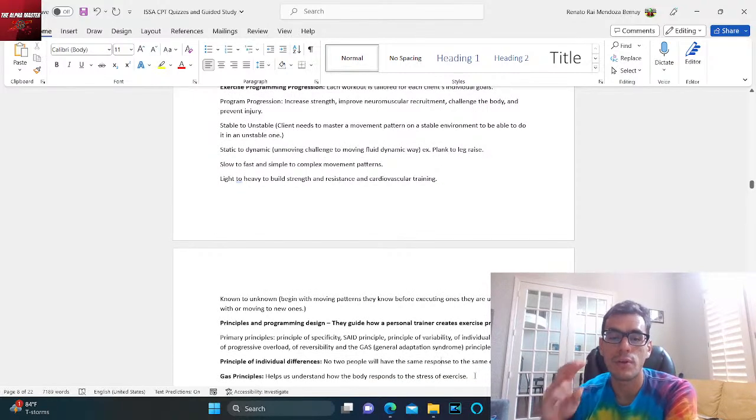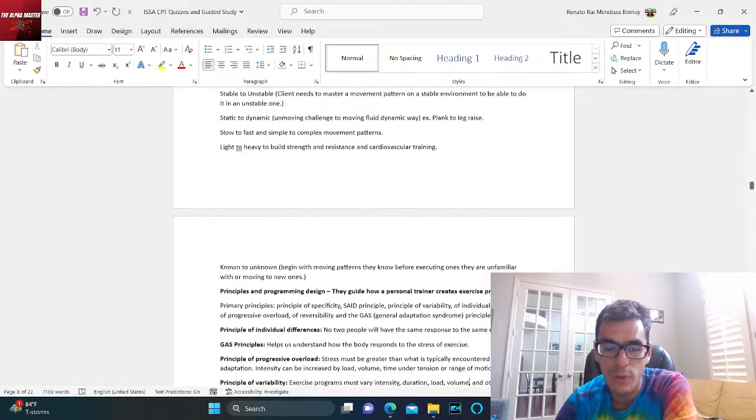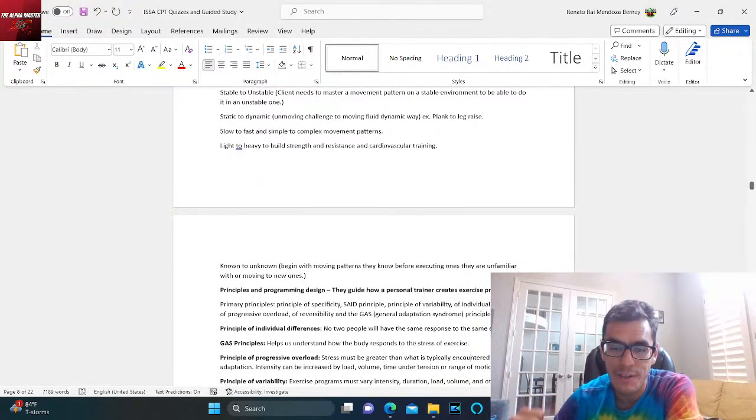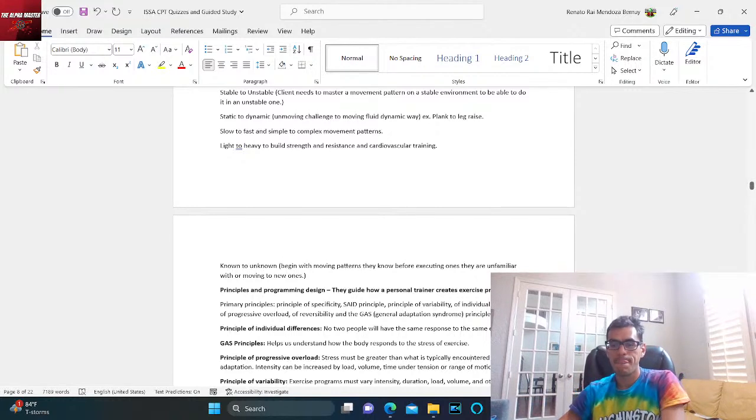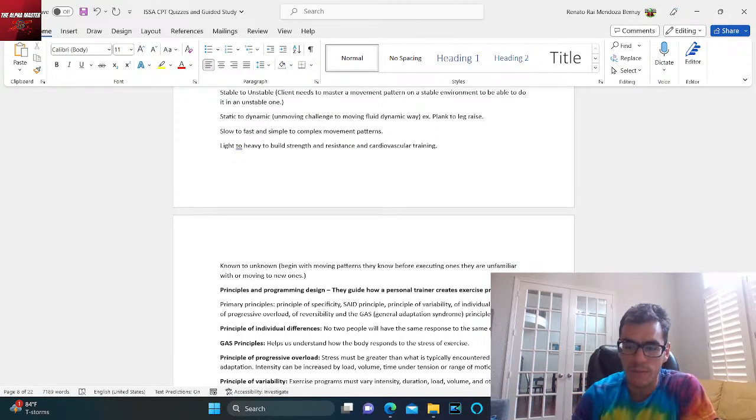Principle of individual differences: no two people will have the same response to the same exercise. The GAS principle helps us understand how the body responds to the stress of exercise. Principle of progressive overload: stress must be greater than what is typically encountered to drive adaptation. Intensity can be increased by load, volume, time under tension, or range of motion.